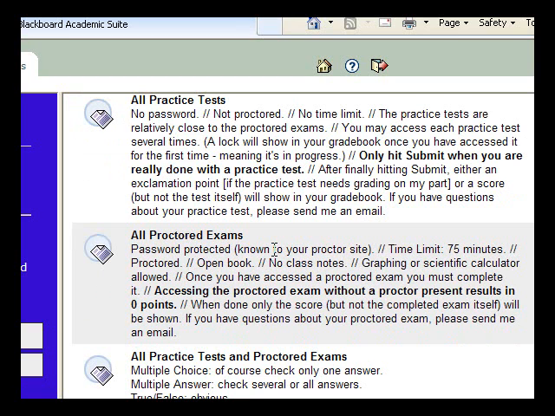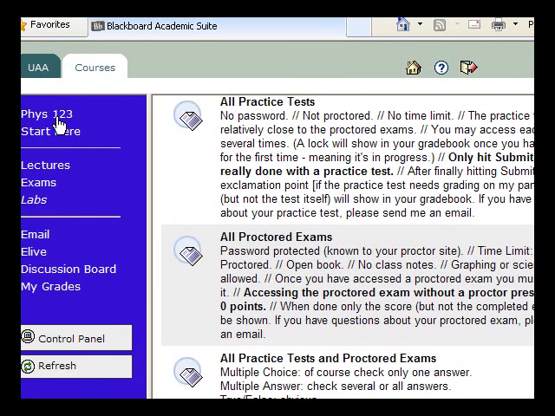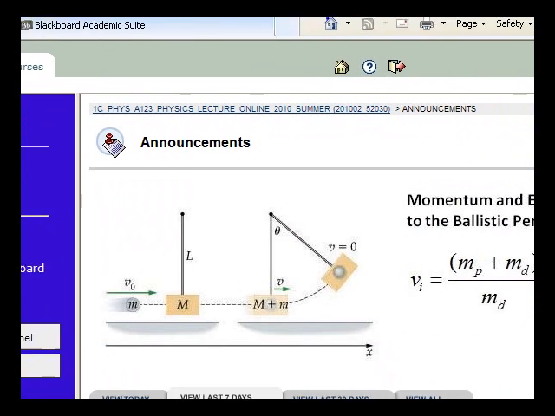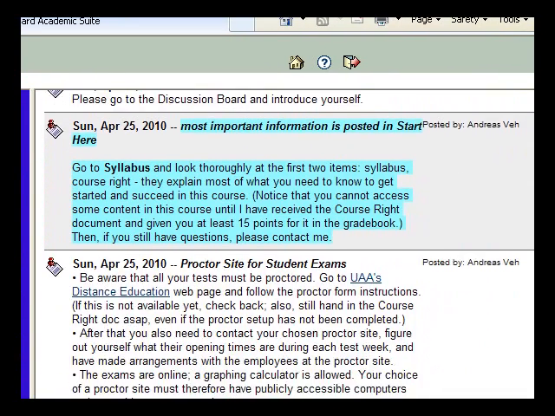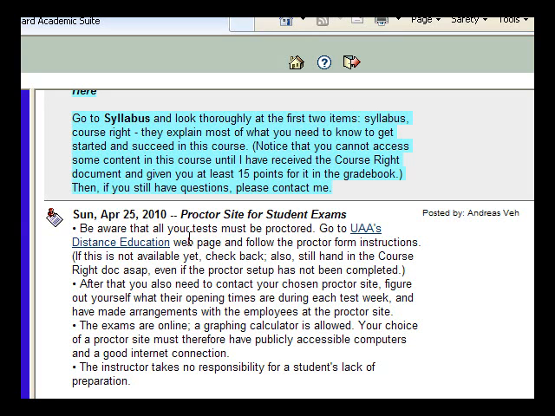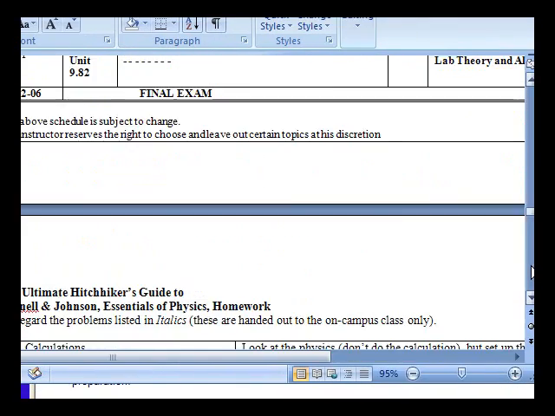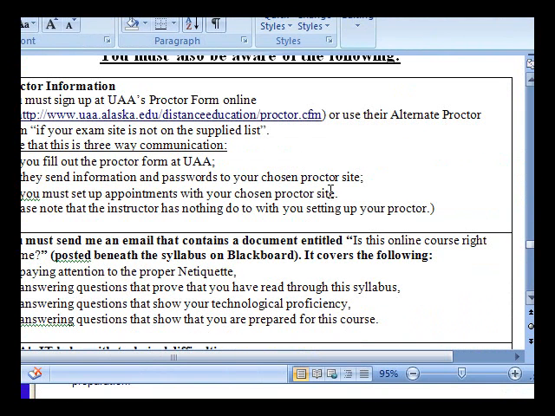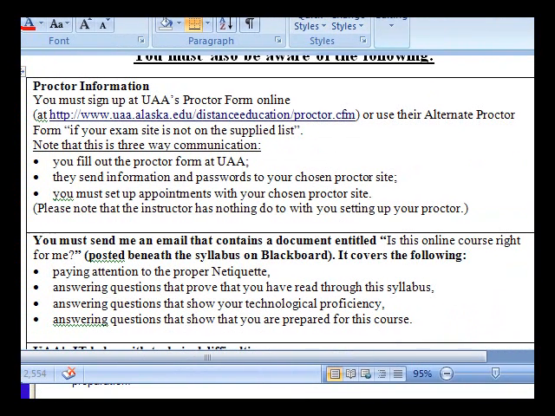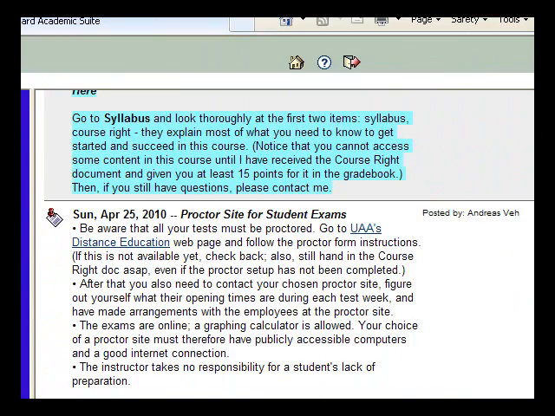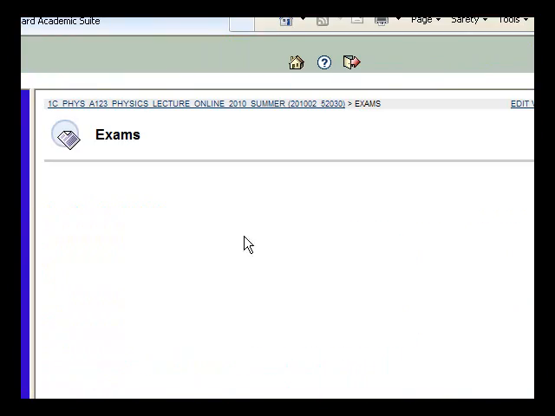All proctored exams, now those you need to make an appointment with the proctor, and let me just show you that. I'm going to go back to Phys 123, which is the announcements on the front page, and here it says proctor site for student exams, so this is what you have to follow. And the same thing is on the syllabus. Let me just pull it up here. Let's see where I posted that. There's the proctor information again, so you find it in a couple of different places. Okay, let's get back to exams.